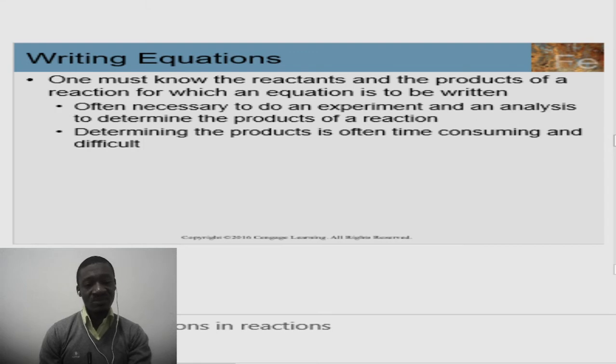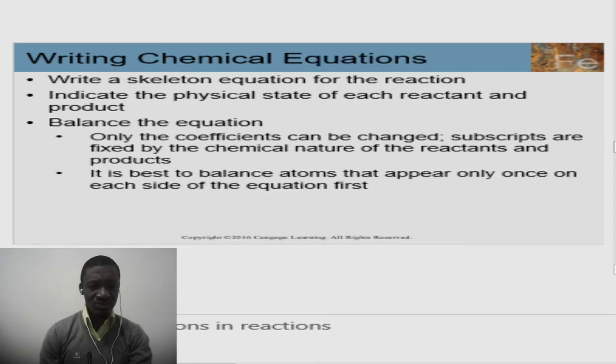That being said, let's move quickly to part 2. First and foremost, we write a skeleton equation for the reaction. By skeleton equation, it doesn't mean you're drawing a skeleton. It simply means you're writing the basic reactants and the basic products. Then you include the state, whether it's solid, liquid or gaseous, on both sides, and then you start balancing.